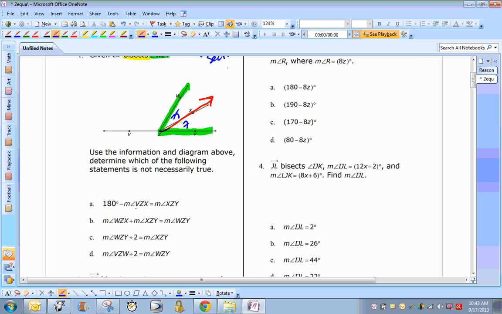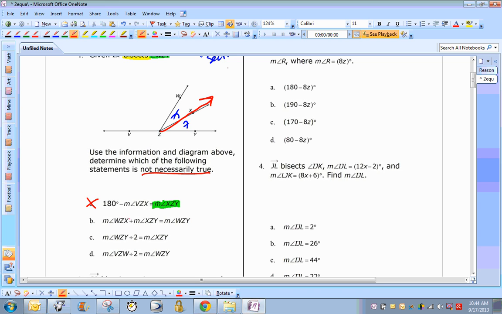So if I had 180 and I subtracted VZX, I'm going to erase everything and let's just show VZX, V to Z to X. 180 minus that should be this little green part left, XZY. So that is true. Since it's a true statement, that can't be the right answer. We're looking for the one that's not true. So that's correct.